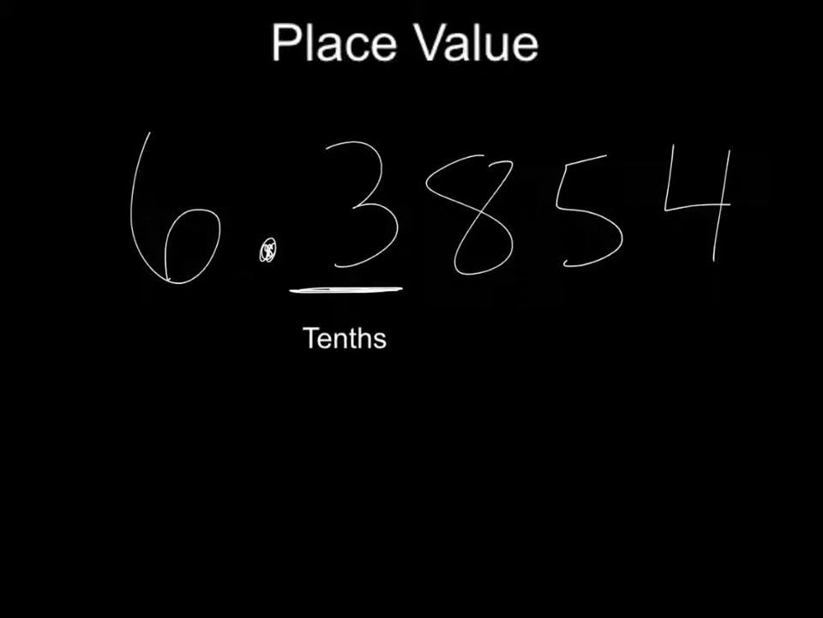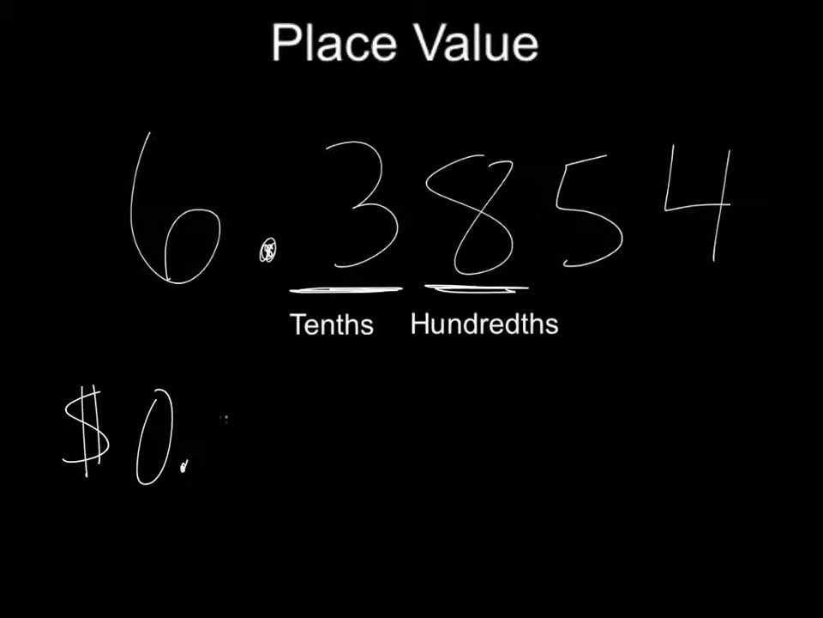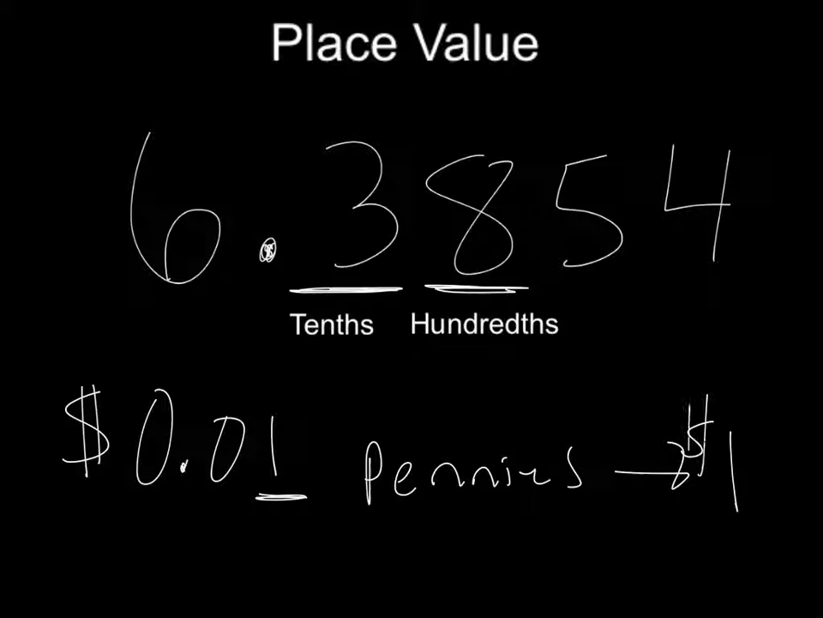Moving on, the number right next to the tenths place value, this 8, is in the hundredths place value. This also makes sense if we're thinking about money. If we have 1 penny, or something 1 in the hundredths place value, think about pennies. How many pennies does it take to make $1? Well, it takes 100 of them, so that's where hundredths comes from.